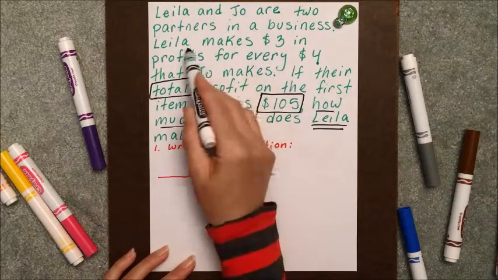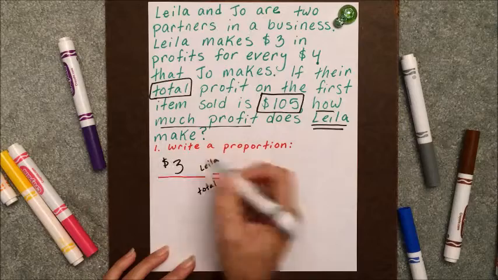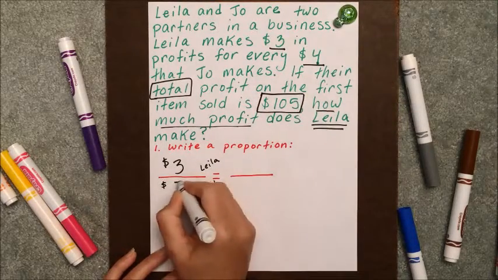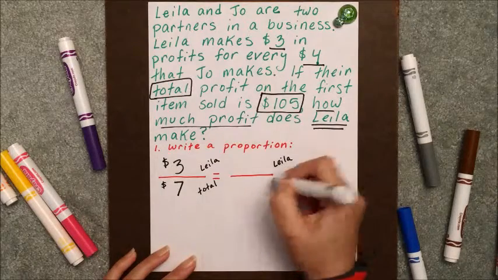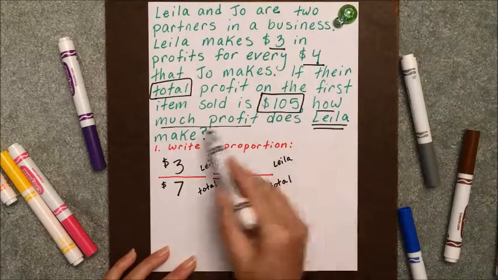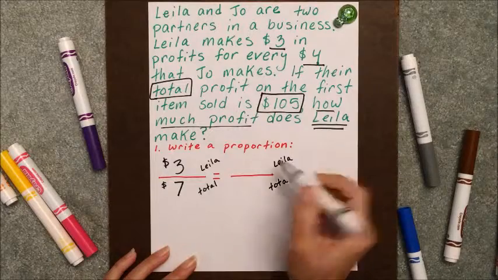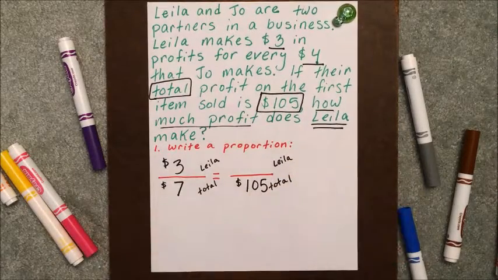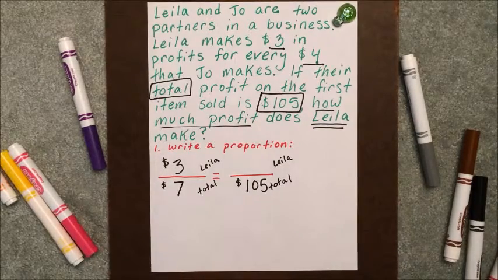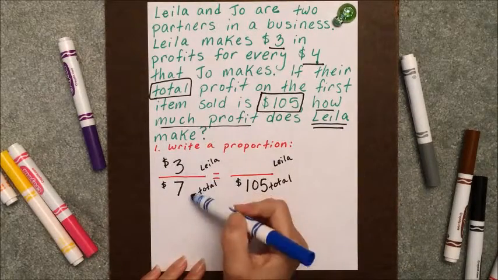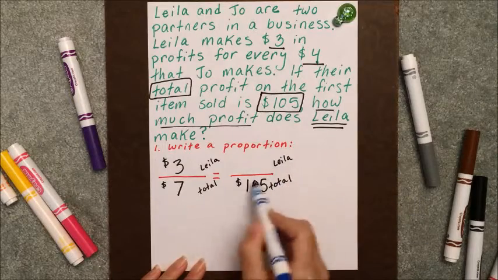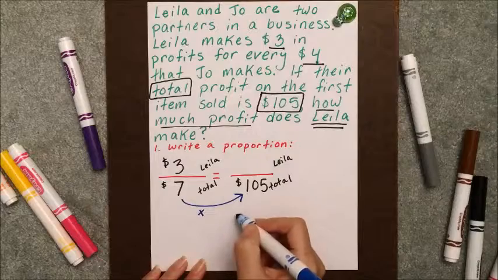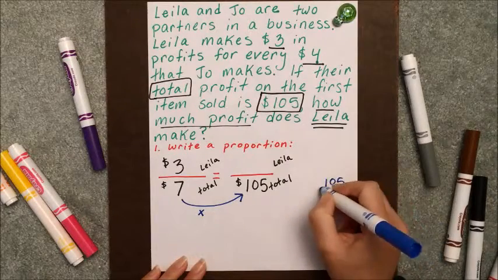If we look back at our problem, she made $3, and together they could make $7 in profits. Now we want to jump to our second ratio, and we know that together they made $105, and we want to find out of that how much was Layla's profit. Once we have our proportions set up, the next step is just to solve it. So we say, how do we get from 7 to 105? We're going to jump by a certain factor, a scale factor.